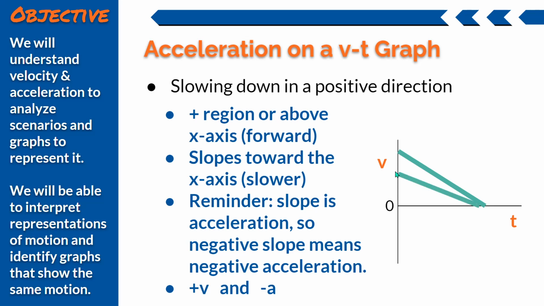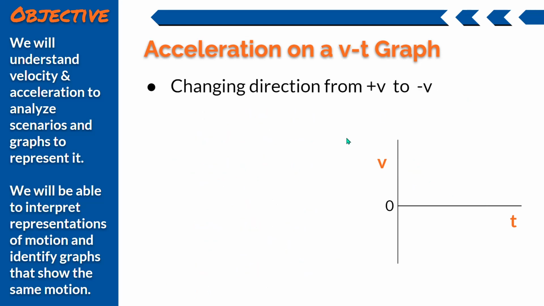Again, it could be this. It doesn't have to be up there, it doesn't have to be that steep. Anything that is in the positive region and moves toward the x-axis is going to be slowing down in the positive direction. All right, what about changing direction?